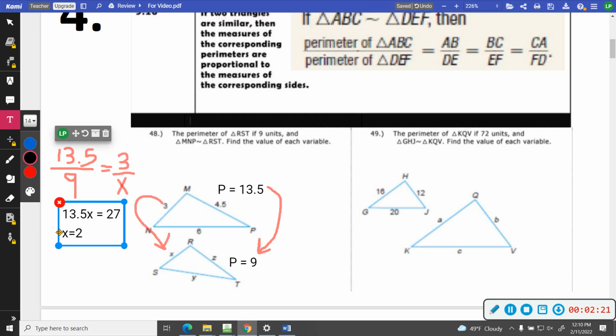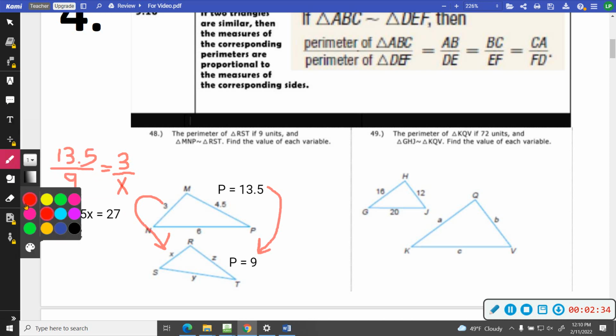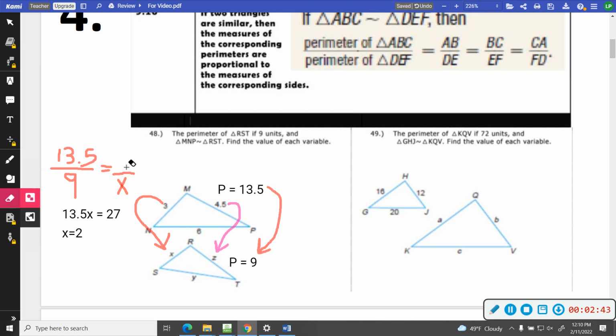So I just found the value of x. And we're actually going to do that for each of these. So I know x is 2. And now we're going to keep this the same, but instead of going 3 to x, we'll do 4.5 to z. So we're going to erase this, and we're going to make that equal to 4.5 over z, so we can find the value of z.